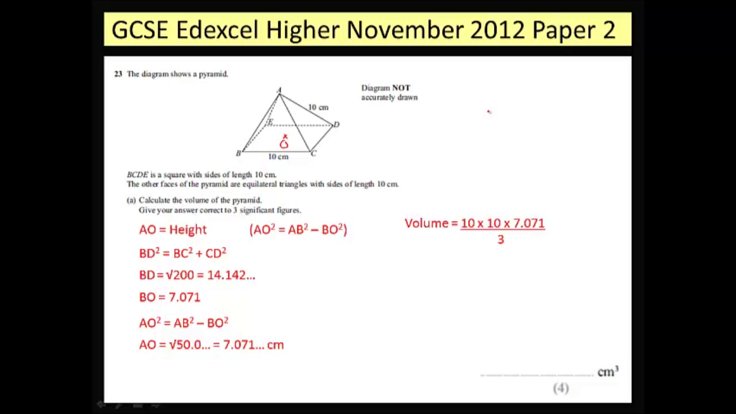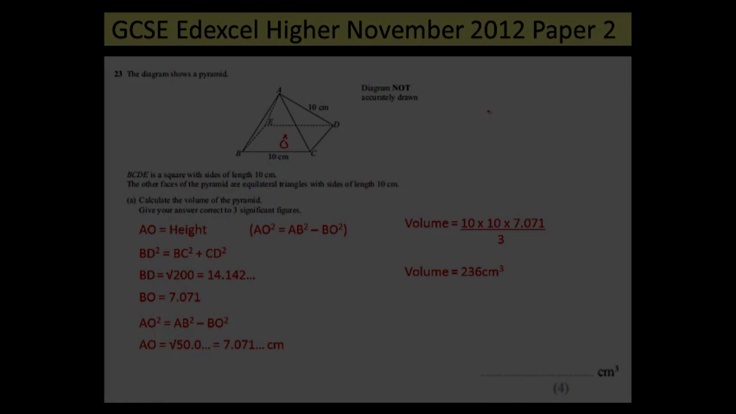Now if you remember from when we did volumes of pyramids, the volume of the pyramid or a cone or whatever it is is always a third of the volume of the containing cuboid or cylinder. In this case it's a cuboid, so when I do a third of that, I get the volume to three significant figures of 236 centimeters cubed.